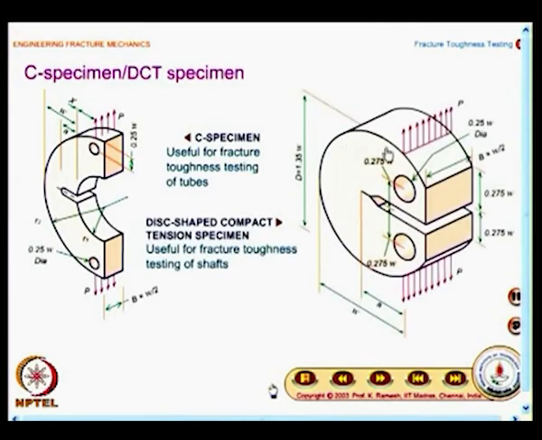You also have another set of specimen which is known as the disc shaped compact tension specimen. Here the crack length is measured from the load application point. This is the value of A. Make a 2-dimensional sketch, and this specimen is useful for fracture toughness testing of shafts.